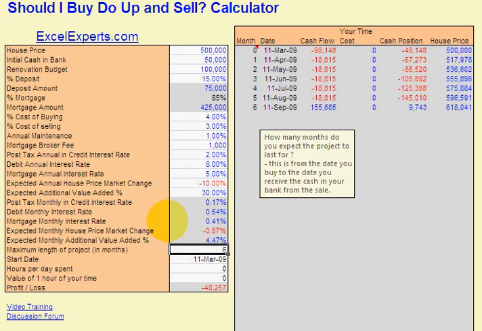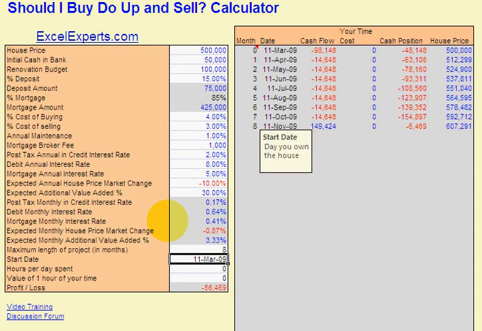Expected maximum project length in months. So I've entered 6. This is however long it takes you to do the project. Be pessimistic in your assumptions here, otherwise you may overstretch yourself. So you could enter 8. If you enter 8, the calculations come down a little bit further. The cost of the renovation is amortized over a longer period, so therefore each amount is smaller.